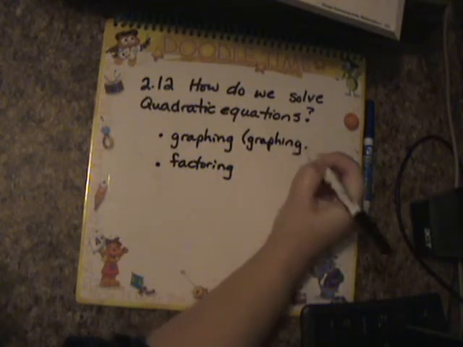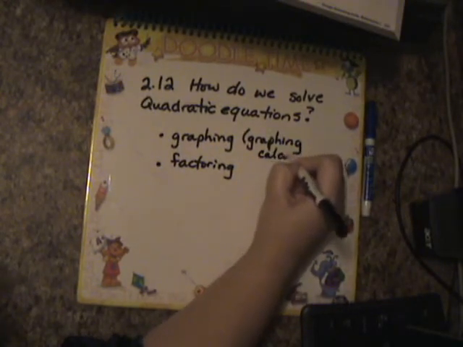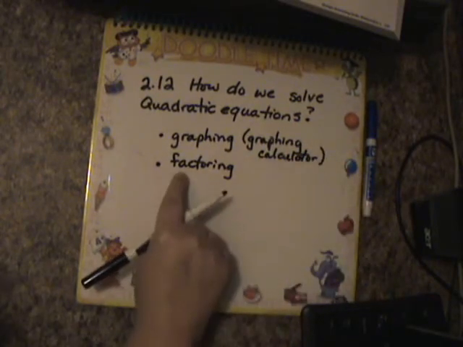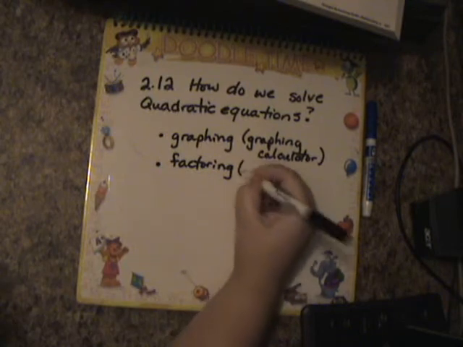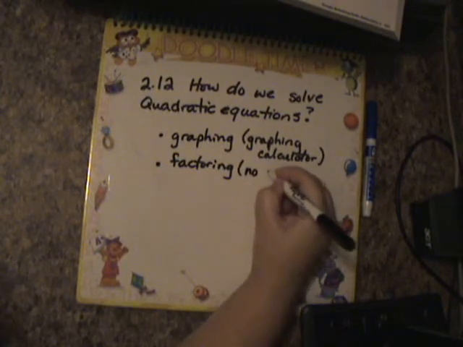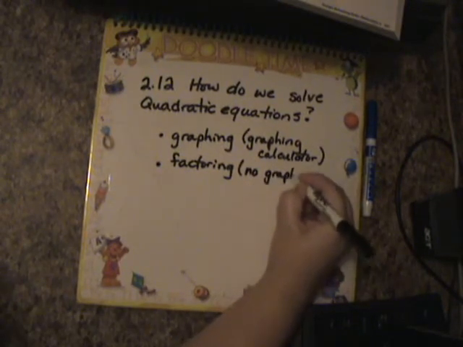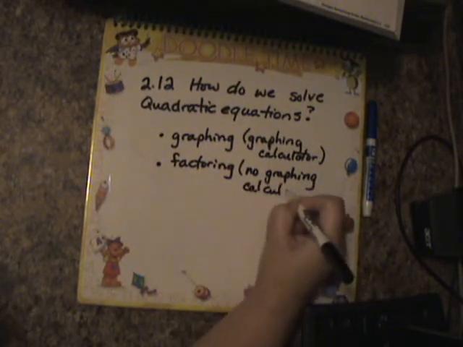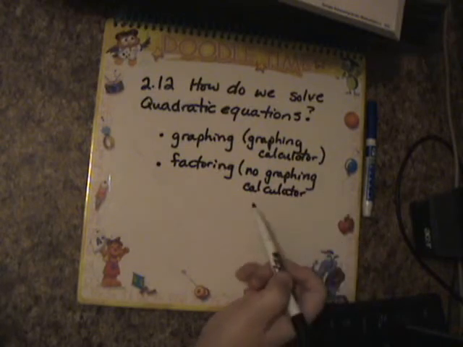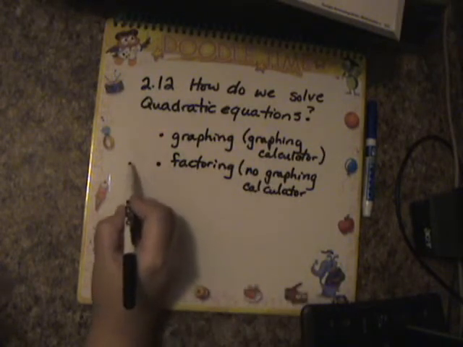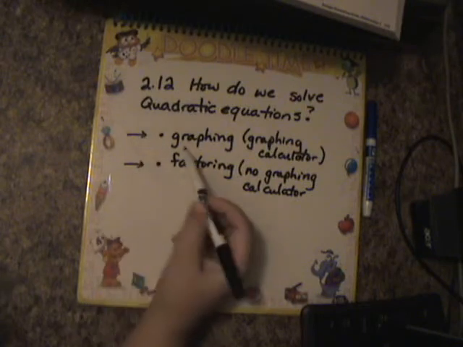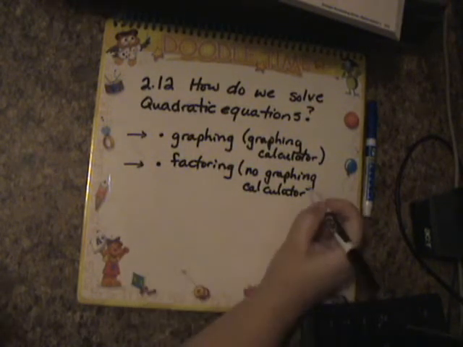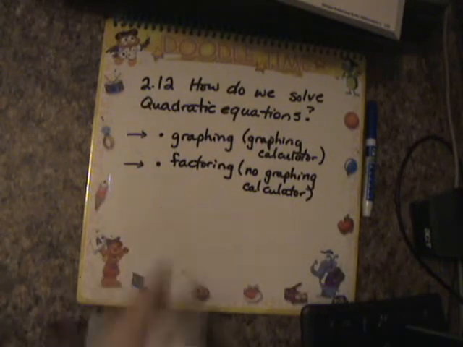Since there are times when you do not have a graphing calculator, we need to know how to also solve them by factoring. So this is when there's no graphing calculator allowed. This will also show us the relationship between how factoring and graphing are related to each other in terms of quadratic equations. So first, let's talk about graphing.